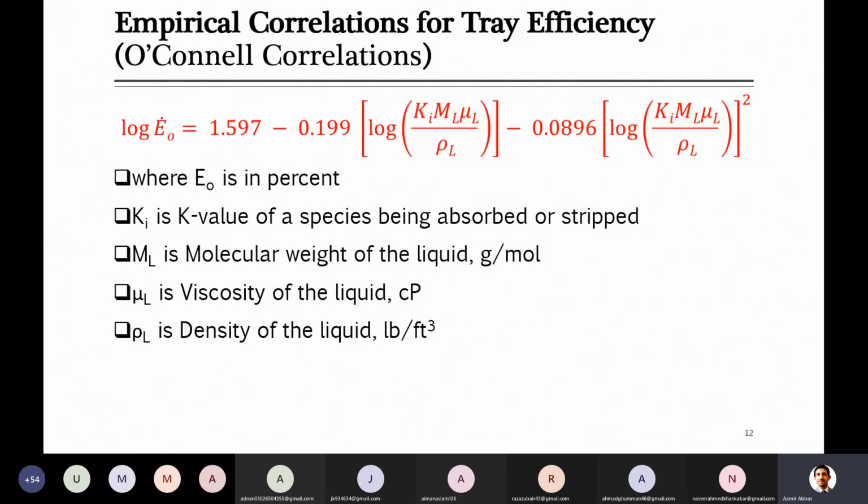Again, if you use this equation, the efficiency answer which you obtain is in percent. For example, if at the end you get the answer 48, that means the efficiency is 48%. The K value is for the specific species which we are concerned about absorbing, or removing in the case of a stripper, then the molecular weight of the liquid as well as the viscosity. Kindly take care of the units: these equations are developed based on specific units, so the same units should be used when doing calculations with this equation.